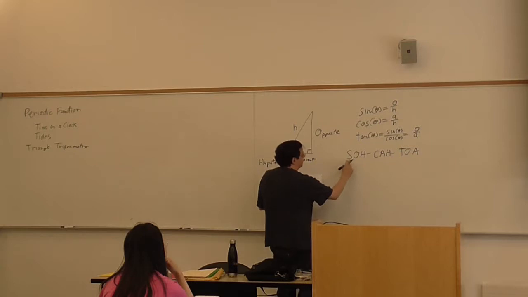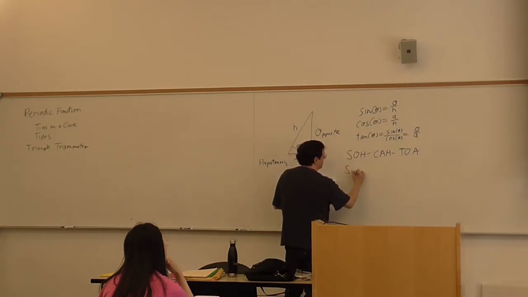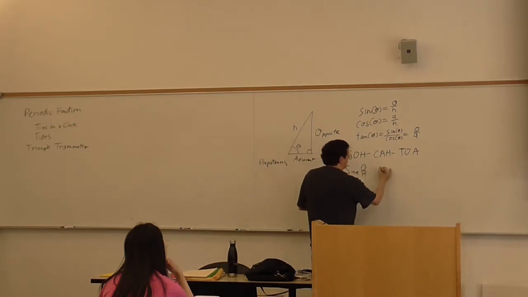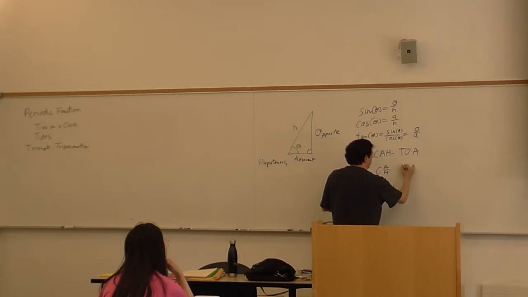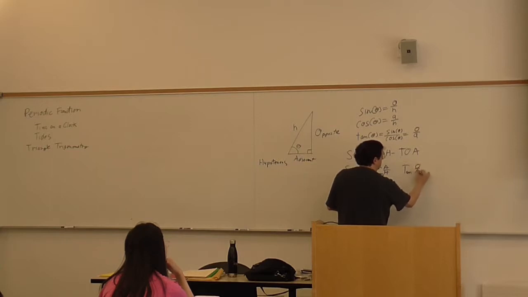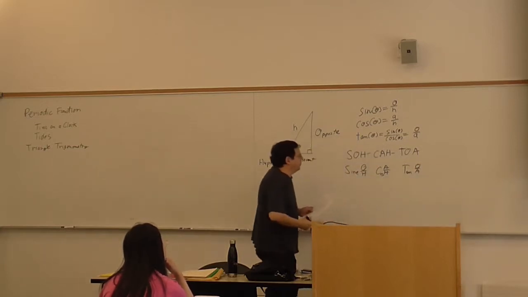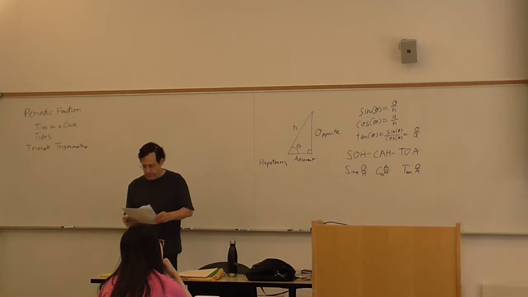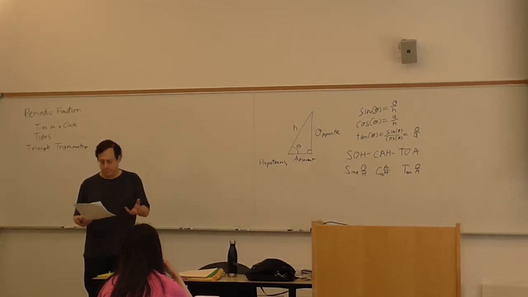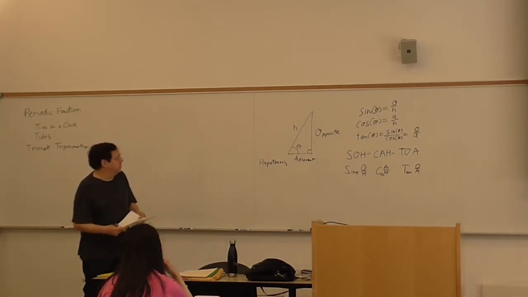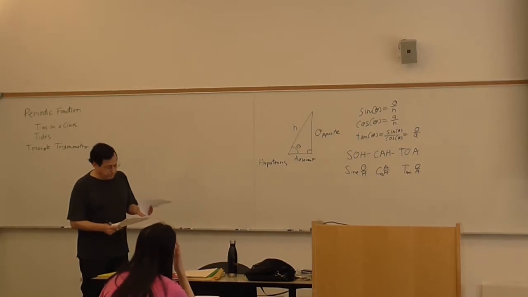Well, sine, opposite over hypotenuse; cosine, adjacent over hypotenuse; tangent, opposite over adjacent. So that's a useful mnemonic to learn if you're not already pretty handy with these.